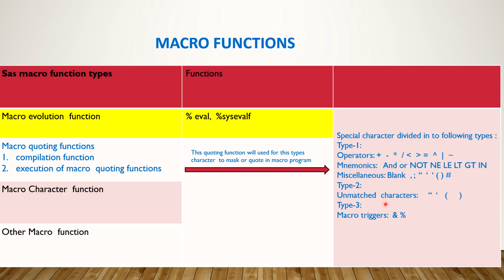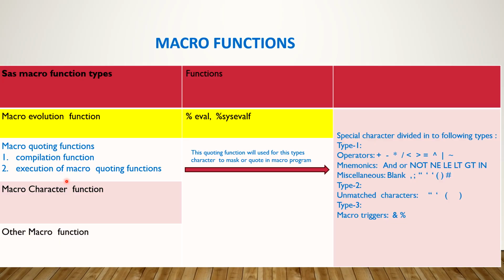Then type 2 means unmatched characters like single quote, single bracket. This we can call unmatched character. And a type 3 is called macro triggers. Macro triggers means ampersand and percent. So for this, we need to mask while writing the macro program. For that, we will use the macro quoting functions.